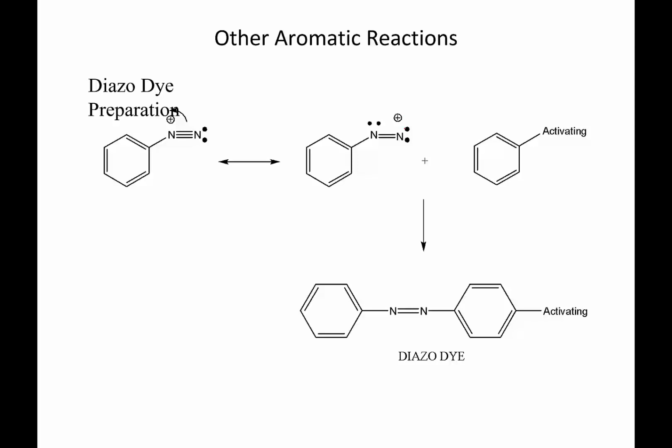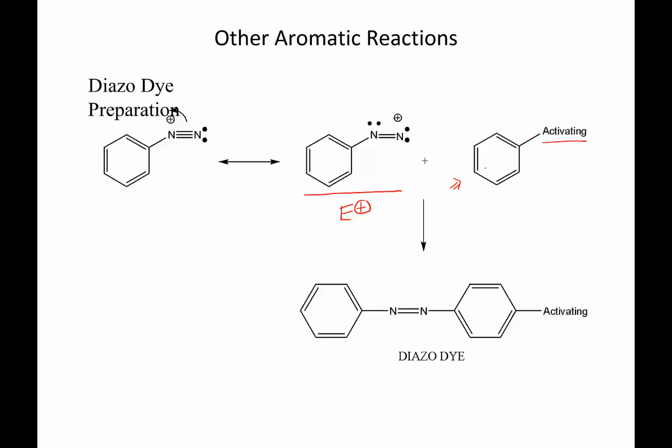What happens there is that if I look at this resonance structure as the reactive form of the diazonium salt, I can look at this as nothing more than a big E+. And so if I react my diazonium salt with an activated ring, and this has to be an activating group, which means that it's going to direct this electrophile to both the ortho and the para positions. But because of sterics, it's probably going to go more para than ortho.